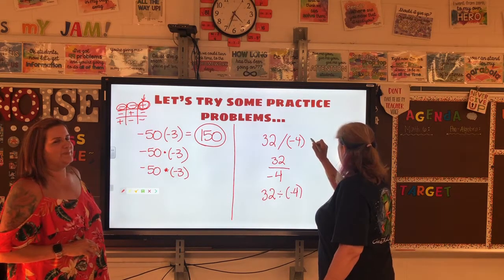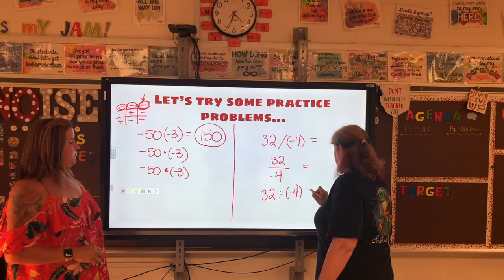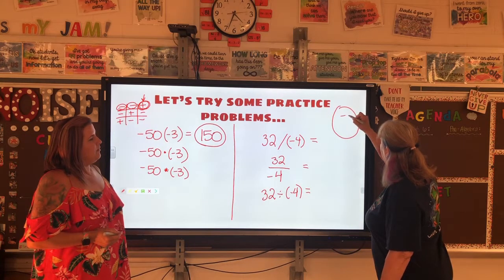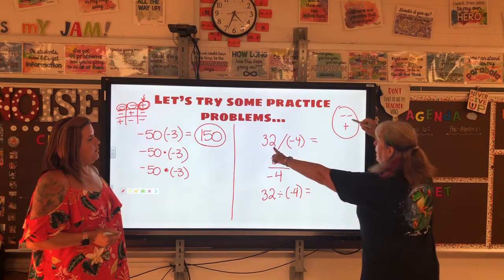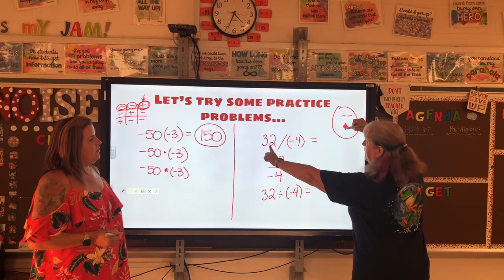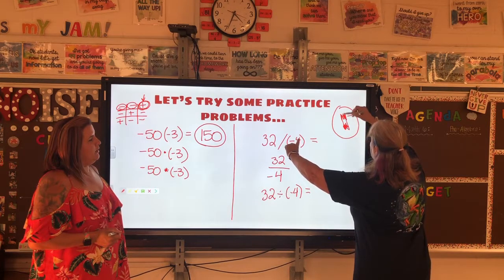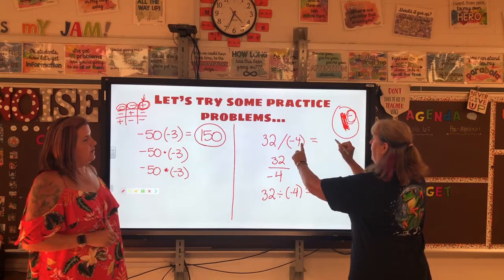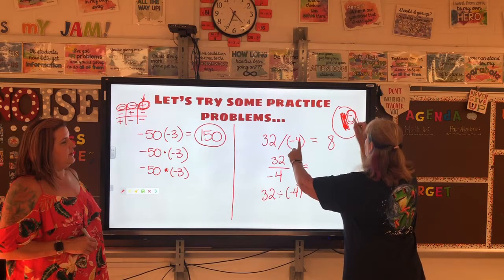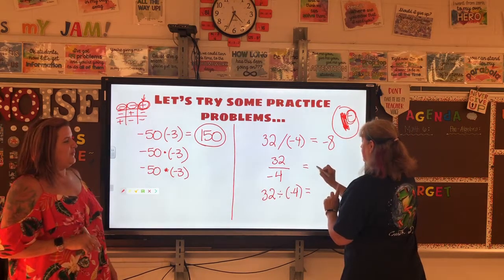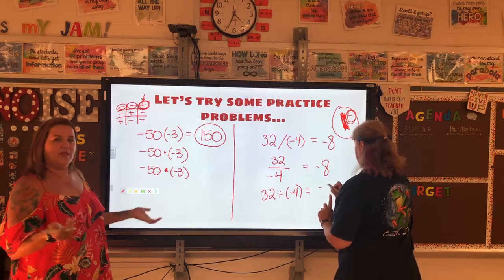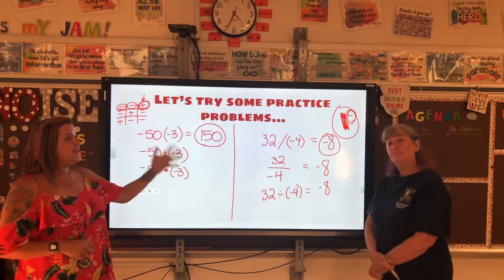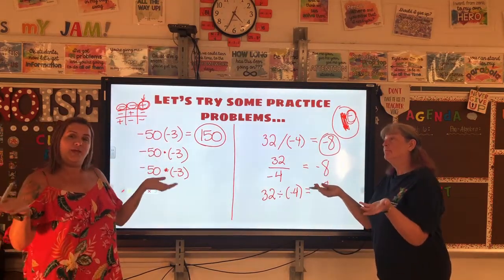So we have 3 different ways to write the exact same problem, but I've got a positive and a negative. I've got a positive here, so I'm going to cross out the positive, and I'm crossing out the negative, so my answer is going to be a negative. 32 divided by 4 is 8. It's a negative 8. It's so simple. Just do the math and then use a strategy to figure out what your sign should be.